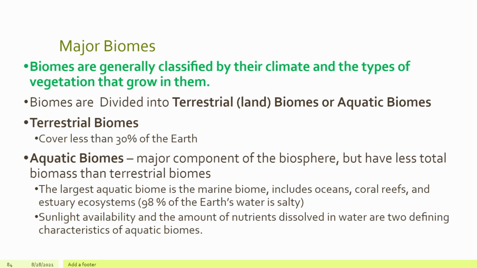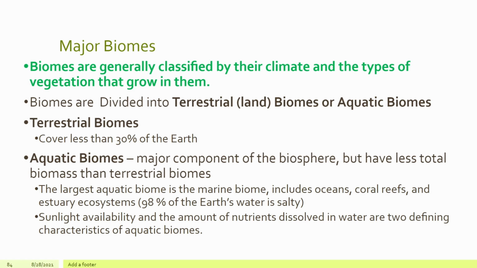So biomes are generally classified by their climate and the types of vegetation that grow in them. Biomes are divided into terrestrial or land biomes and aquatic or water biomes. The terrestrial biomes only cover about 30% of the Earth or less. Aquatic biomes account for most of the biomes, and they're the major component of the biosphere, but they have less total biomass than the terrestrial biomes. So most organisms, especially the ones that we're going to talk about, live in terrestrial biomes.